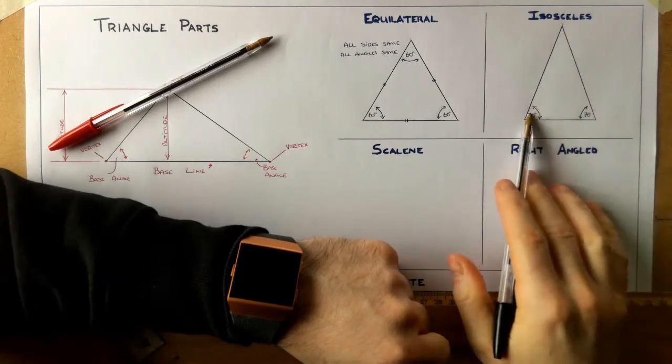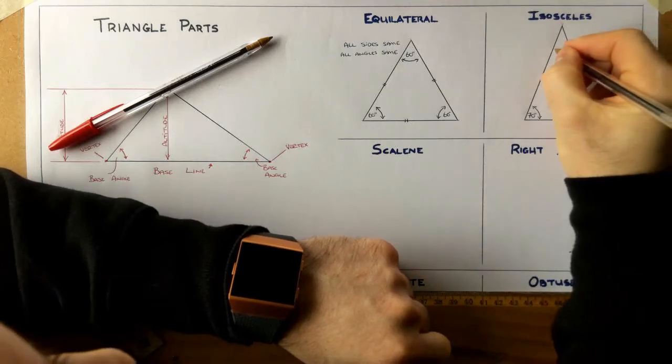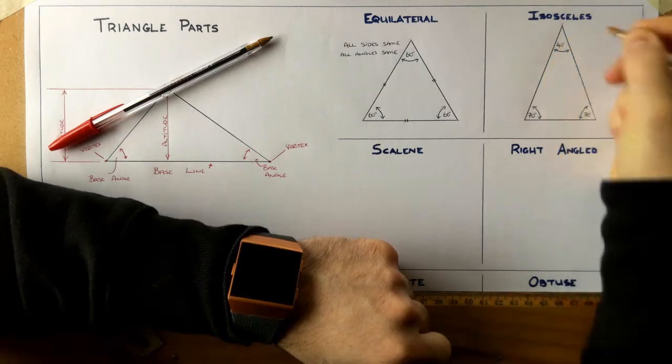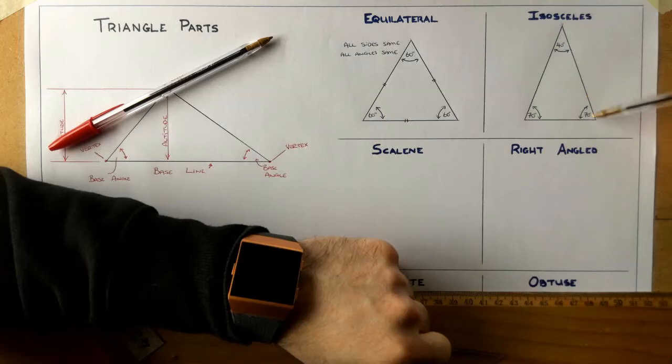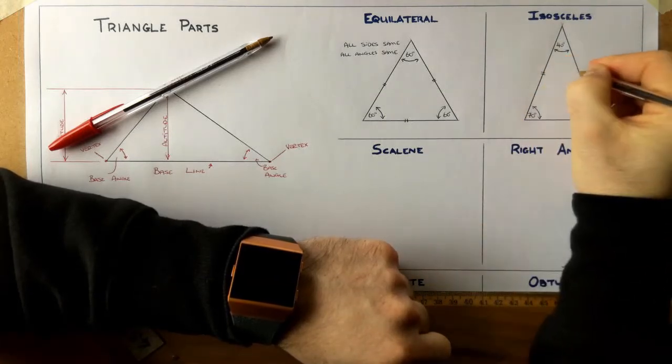Okay, that means if 70 and 70 adds up to 140, the angle left up here at the top would actually be 40. Okay, and we can also see that the length of this side is the same as the length of this side, whereas the one at the bottom is the shortest. So we've only got 2 of them that are the same.